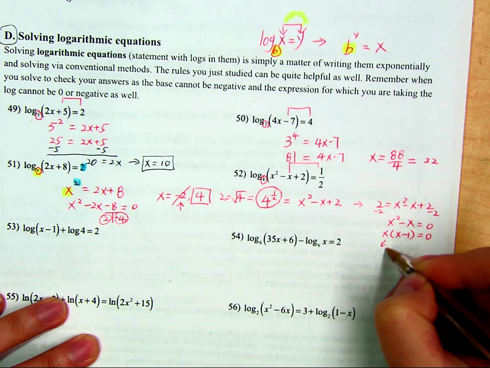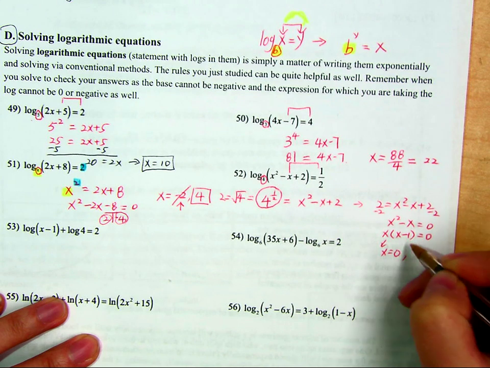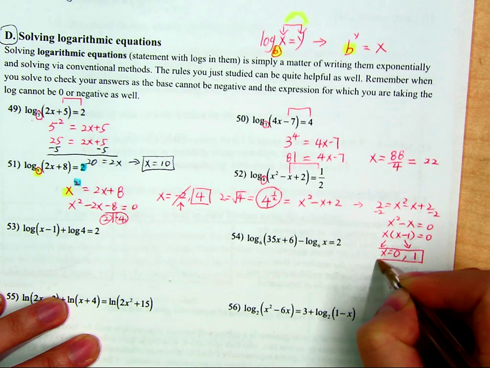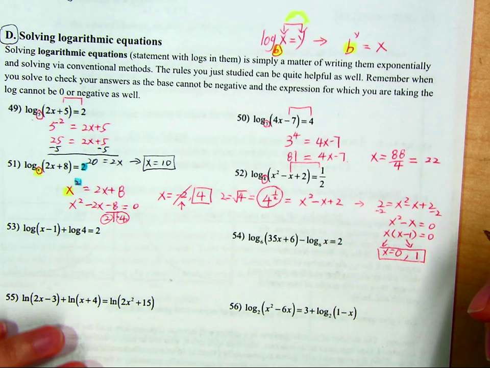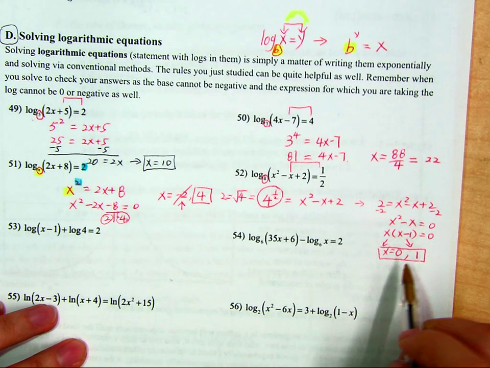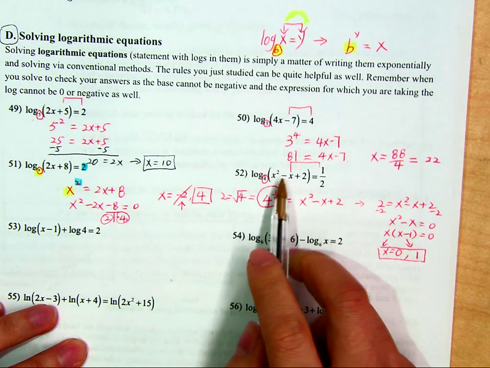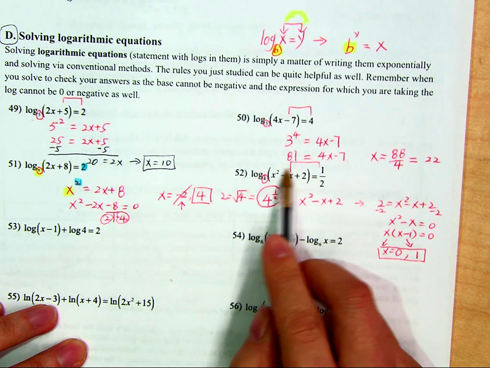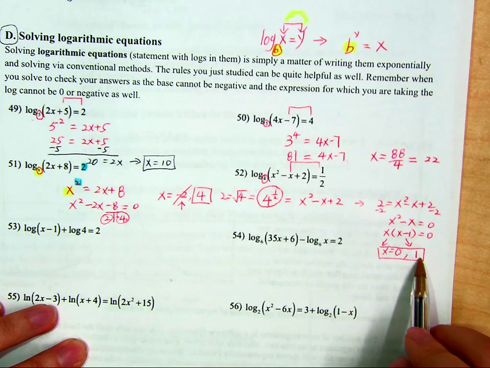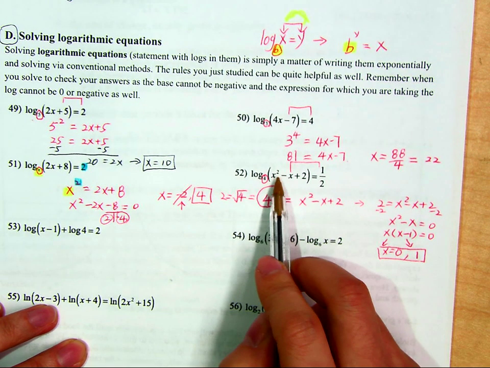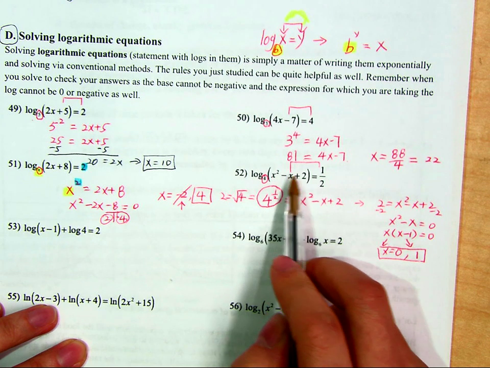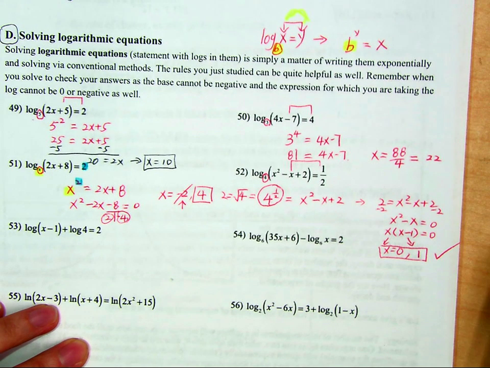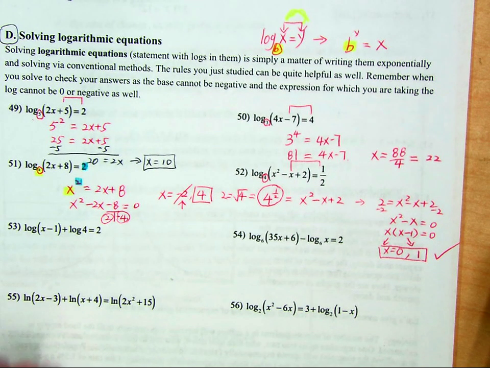That means x can be 0 or x can be 1. So we have 2 solutions at this point. Same thing, we need to go back to check. If I plug in 0, 0 minus 0 plus 2 is a positive number, so it works. When I plug in 1, 1 minus 1 is 0, 0 plus 2 also is a positive number, so both of them work. So we have 2 solutions for this problem.